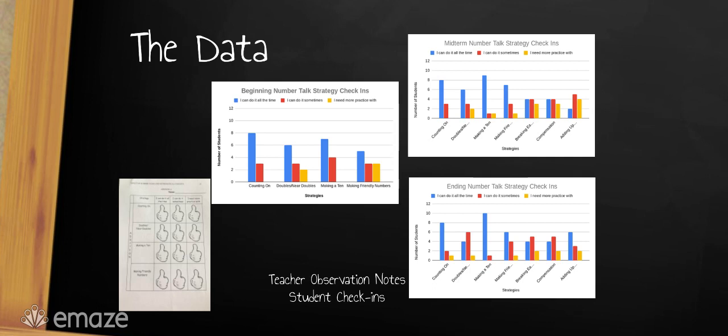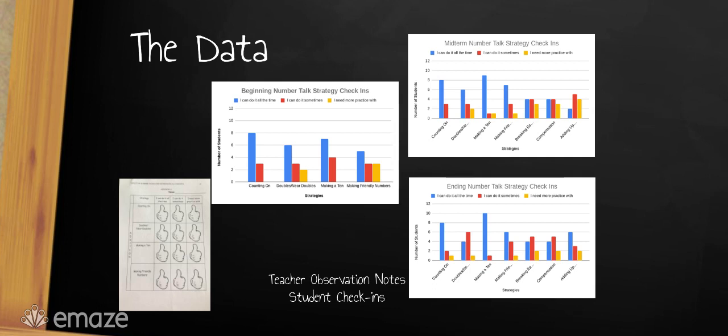The first 4 strategies we talked about were counting on, doubles and near doubles, making it 10, and making friendly numbers. As you can see, for 2 of them, students either knew them or they like to do them sometimes.